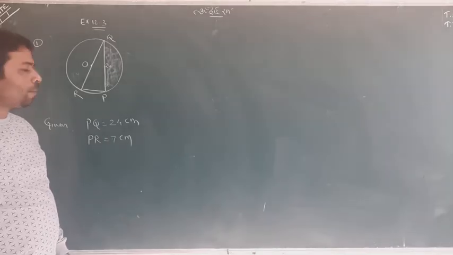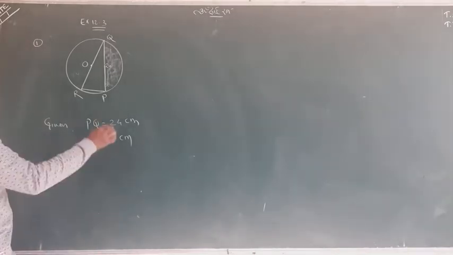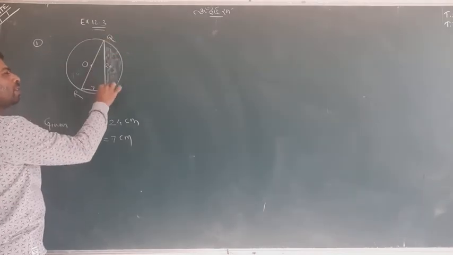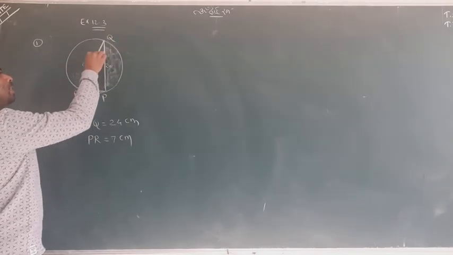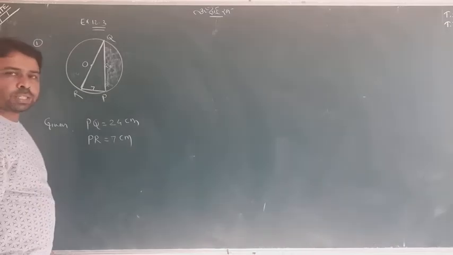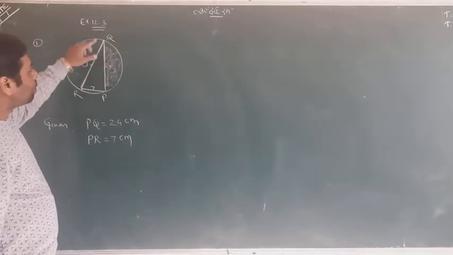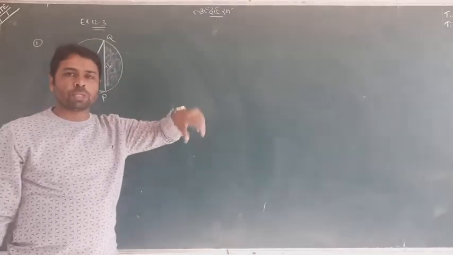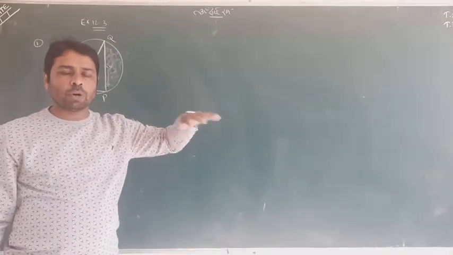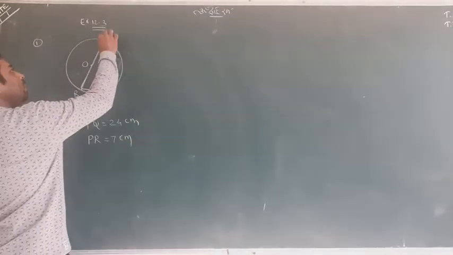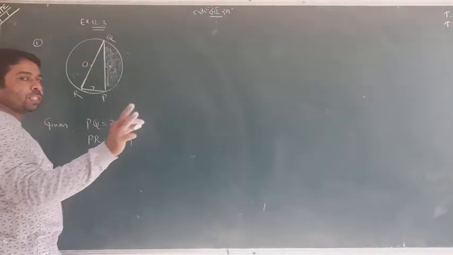What I can see, I just want to tell you something about. PR is 7, this is 24. This O is the center, so it is a diameter. Right? You should definitely remember this for the circle: a diameter always makes a semicircle, and it divides the whole circle into two different semicircles.